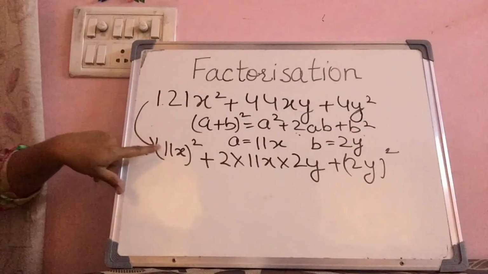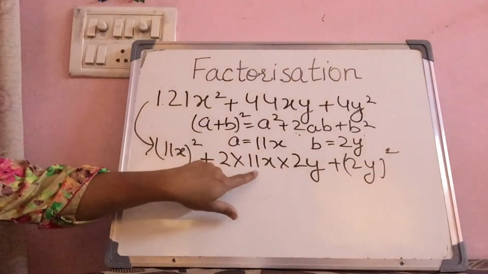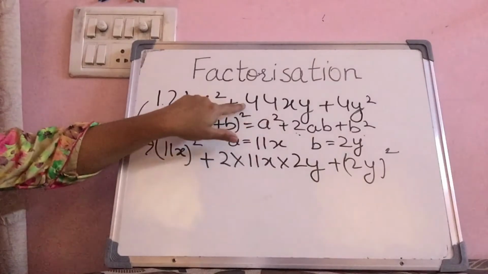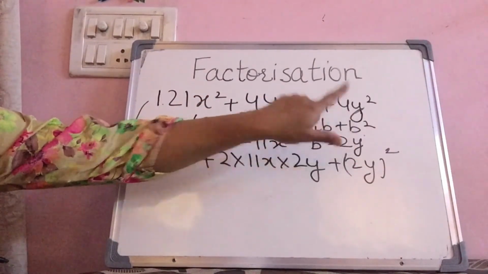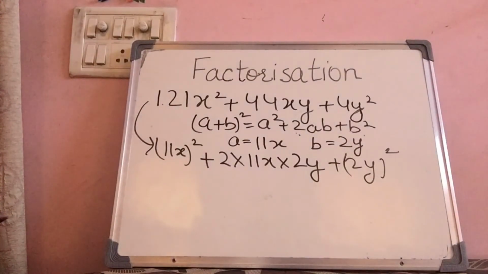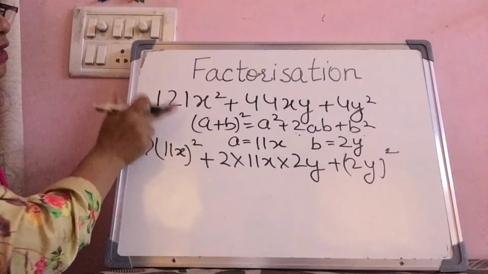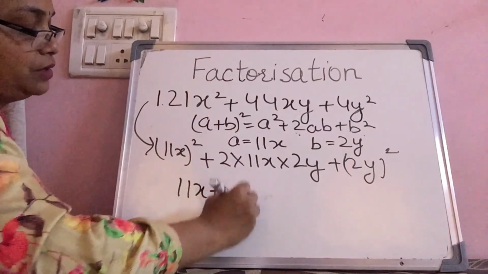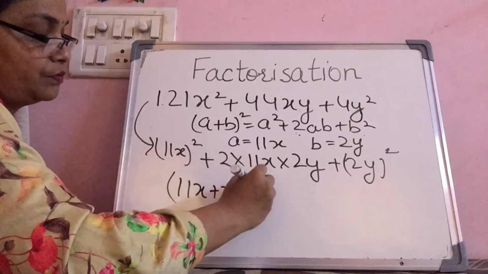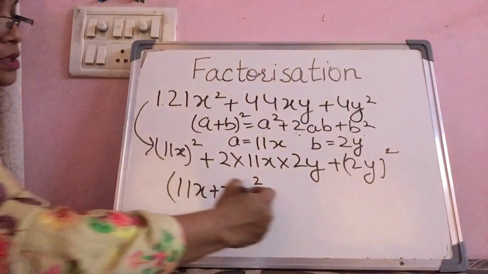If you see, 11x whole square will be 121x square, 2 into 11x into 2y will be 44xy, and 2y square will be 4y square. So if we compare this with this part of the identity, we will have 11x plus 2y whole square. This is left hand side of this identity, which is the answer.